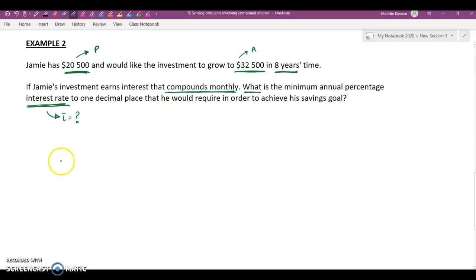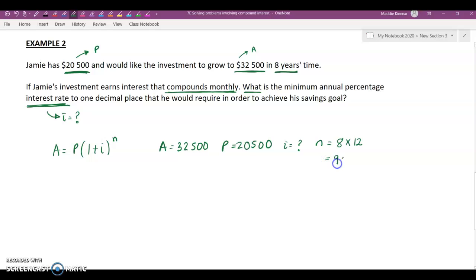So our formula, we have A equals P brackets 1 plus I to the power of N. We know that A is 32,500. We know our principal is 20,500. We know I is what we want to find, and we also know N because we know it's 8 years that he's doing this investment for, and that the compounding periods are monthly. So N is the number of compounding periods, which will be 8 times 12, which is 96.